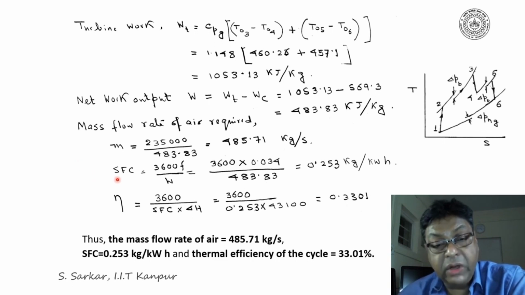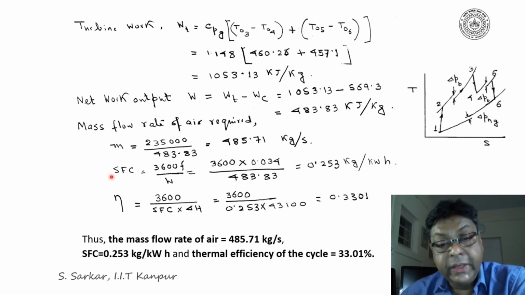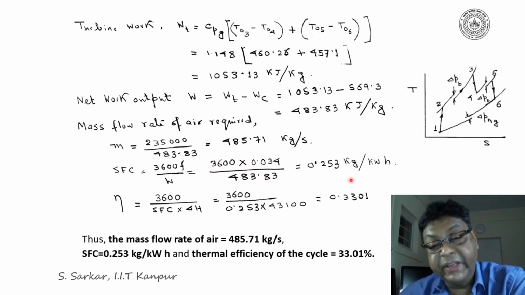Now specific fuel consumption can be evaluated from fuel air ratio. So SFC is equal to 3600F by W. W is equal to specific work output, that is 3600 into 0.034 divided by 483.83. It is equal to 0.253 kg per kilowatt hour.